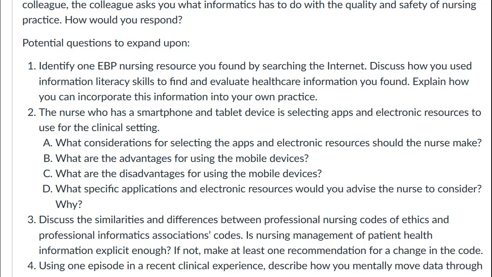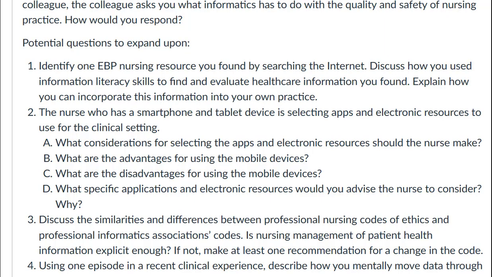What I'm looking for is a strong submission that is your voice. This shouldn't sound like a textbook or AI. Explain the concepts the way you would explain them to another nurse. Support your ideas with scholarly evidence, meaning you need research and you need references, but don't just simply summarize article after article.